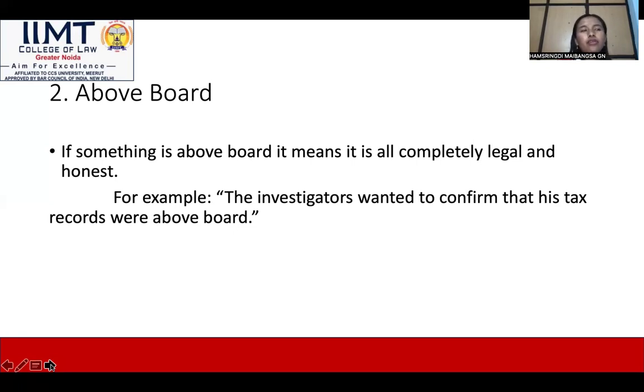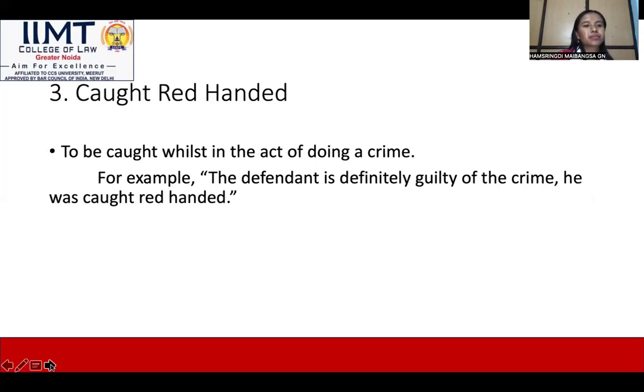So when we talk about documents, we can say they are above board. When we submit correct documents, we can say our documents are above board. It simply means that our documents are not false, and we have submitted authentic documents or records.